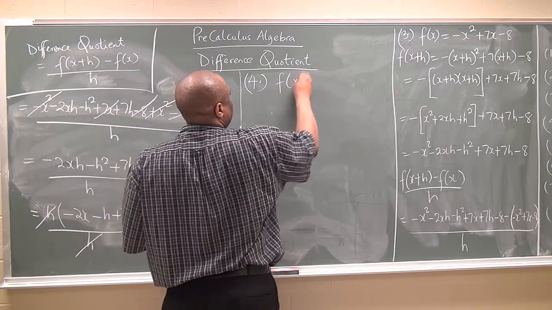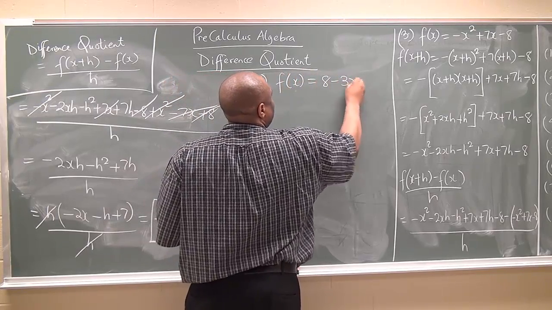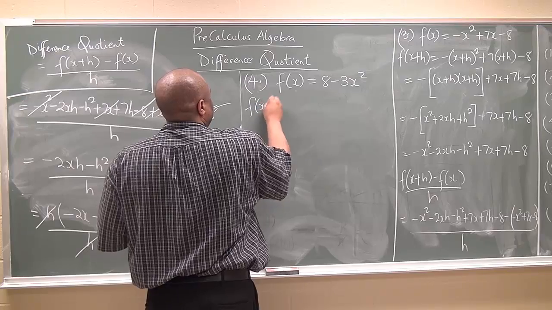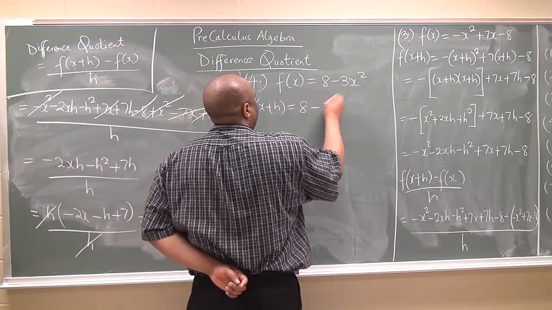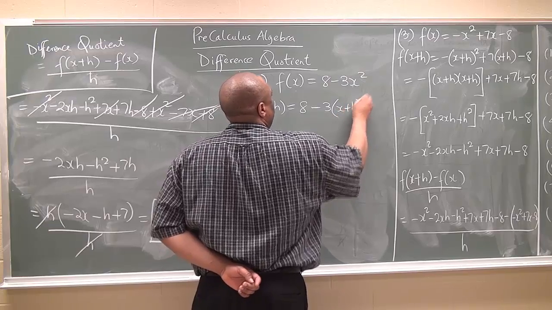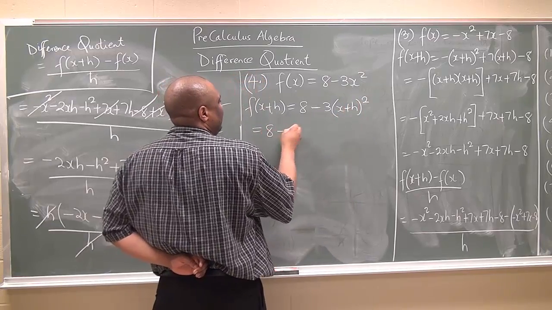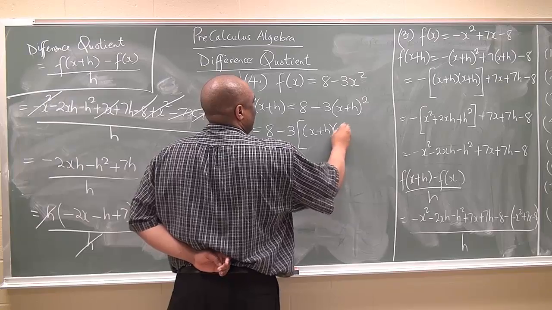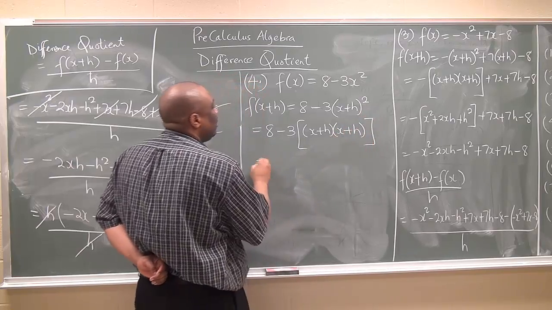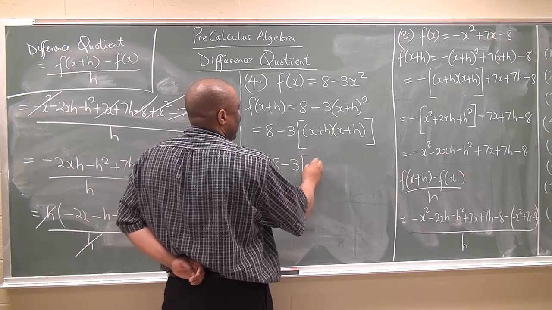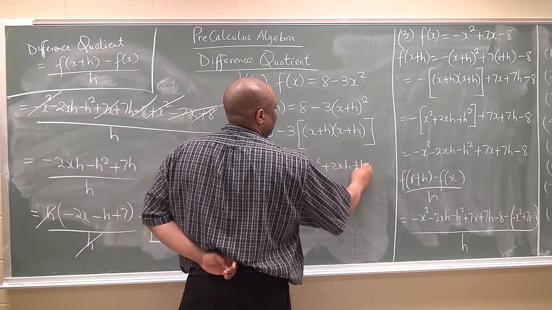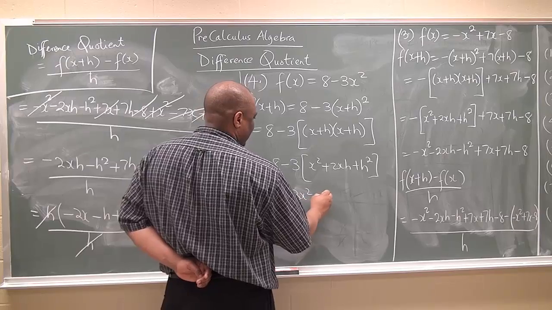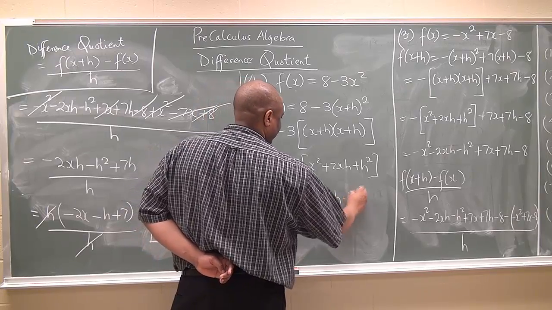f of x is 8 minus 3x squared. We find f of x plus h, and that is 8 minus 3(x plus h) all squared. You have to be careful, fix that first: x plus h times x plus h. And that will give you 8 minus 3(x squared plus 2xh plus h squared), which gives 8 minus 3x squared minus 6xh minus 3h squared.